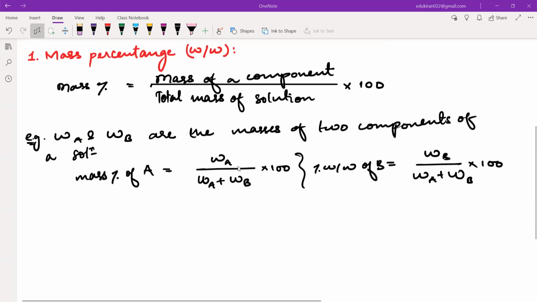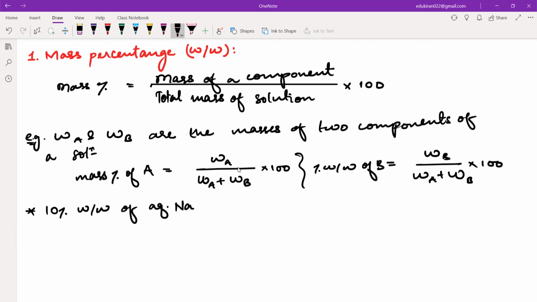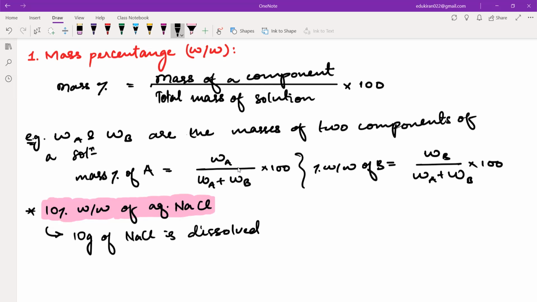Now this is one way in which you are going to calculate the mass percentage. Now next thing that is very important, and please listen to this. Don't write anything. When you are given something like 10% W by W of aqueous NaCl, listen here. Now, what does this mean? This is a statement that is completely related to chemistry. How will you translate this and extract information from here? In this small phrase, it has everything: the solute, the solvent, the concentration. It also gives you the mass of the solute that is dissolved in solution. So it means 10 gram of NaCl is dissolved in 100 gram of solution.